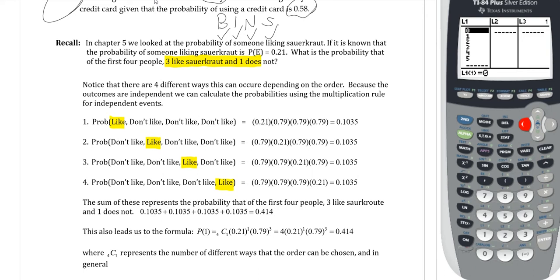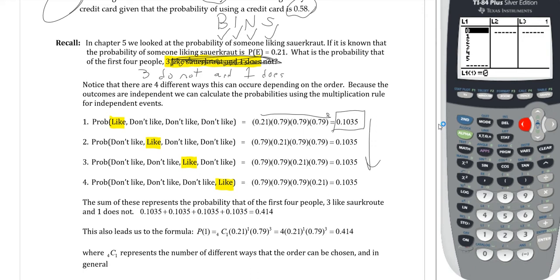Those were all different situations. Actually, I guess these would be 1 person liking it, 3 do not. So I'll amend that right now. So just cross that off. This is 3 do not, and 1 does. That's what these probabilities are. So we have those highlighted here where the 1 person that likes sauerkraut can be in different positions. However, even though they're in different positions, we showed that no matter how you multiply it, it comes out to be the same answer in any way. So 0.21 times 0.79 times 0.79 times 0.79 gives you the same answer every time.